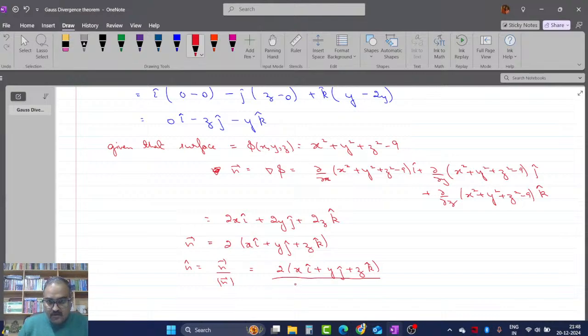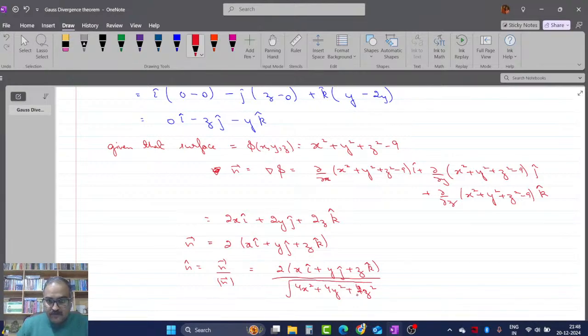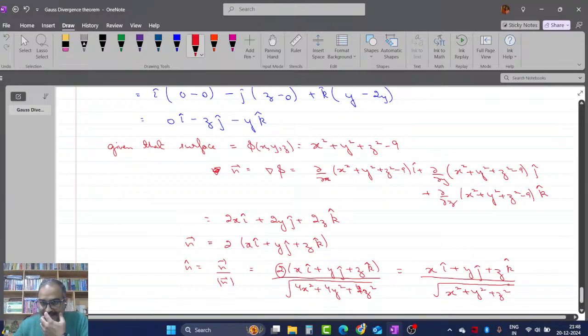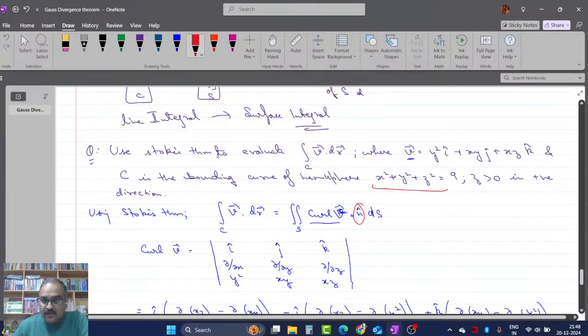So 2x का स्क्वेयर हो जाएगा 4x स्क्वेयर, 2y का हो जाएगा 4y स्क्वेयर, 2z का हो जाएगा 4z स्क्वेयर एंड रूट ऑफ इट. 4 सब में से कॉमन निकालना, 2 बाहर आ जाएगा, ये 2 और ये 2 कैंसिल आउट. So it will be x i cap y j cap z k cap divide by root of x square plus y square plus z square. और मुझे पता है कि x square plus y square plus z square की वैल्यू स्टेटमेंट में मैंने दी हुई है 9.